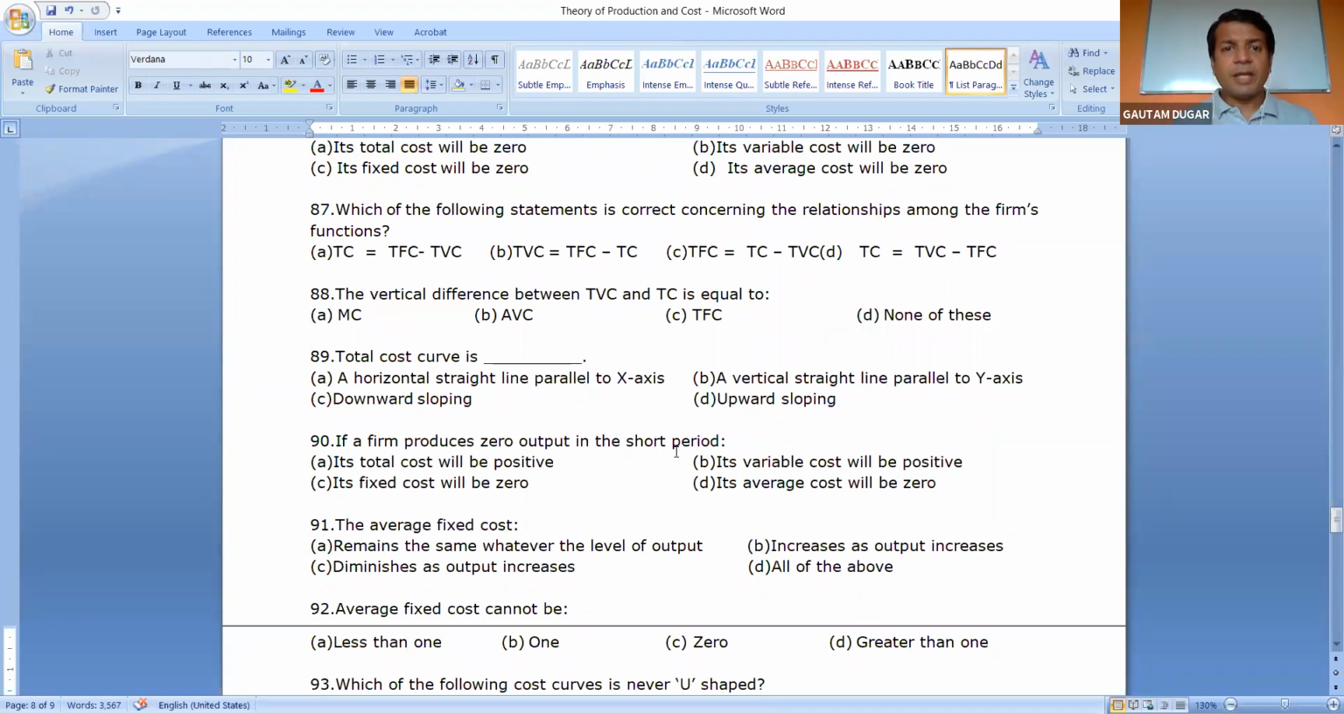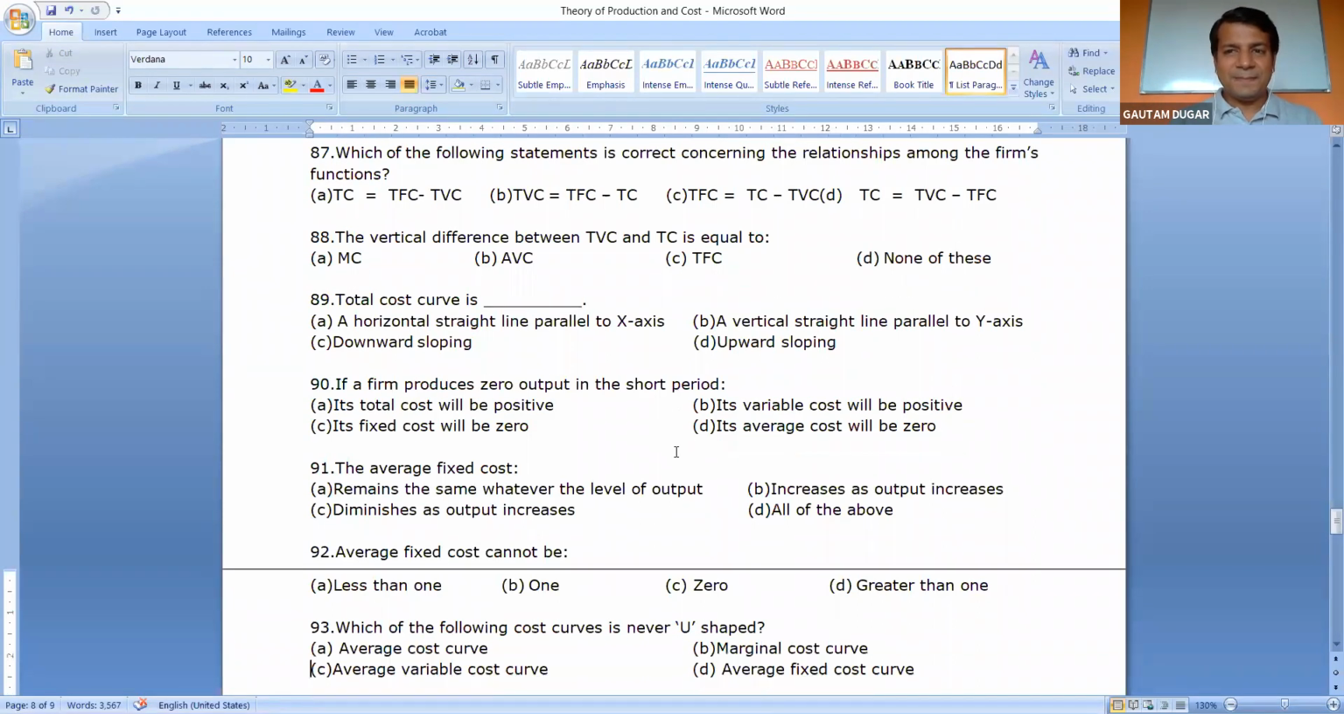90. If a firm produces zero output in a short period, options, look carefully, read the options properly and then only answer. Don't give wrong answers. 90. Correct. Its total cost will be positive. Correct answer coming up by a few students: Neha Gupta, Ankita Singh, Khushi Jain. Neha Gupta, that's the right answer.